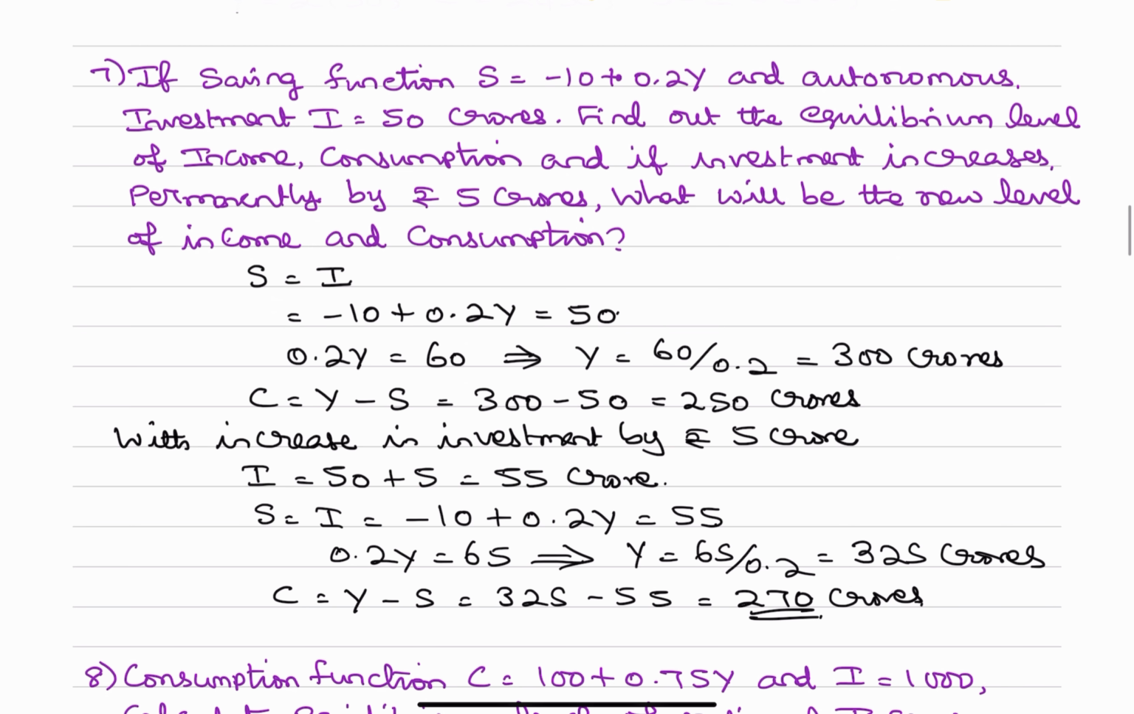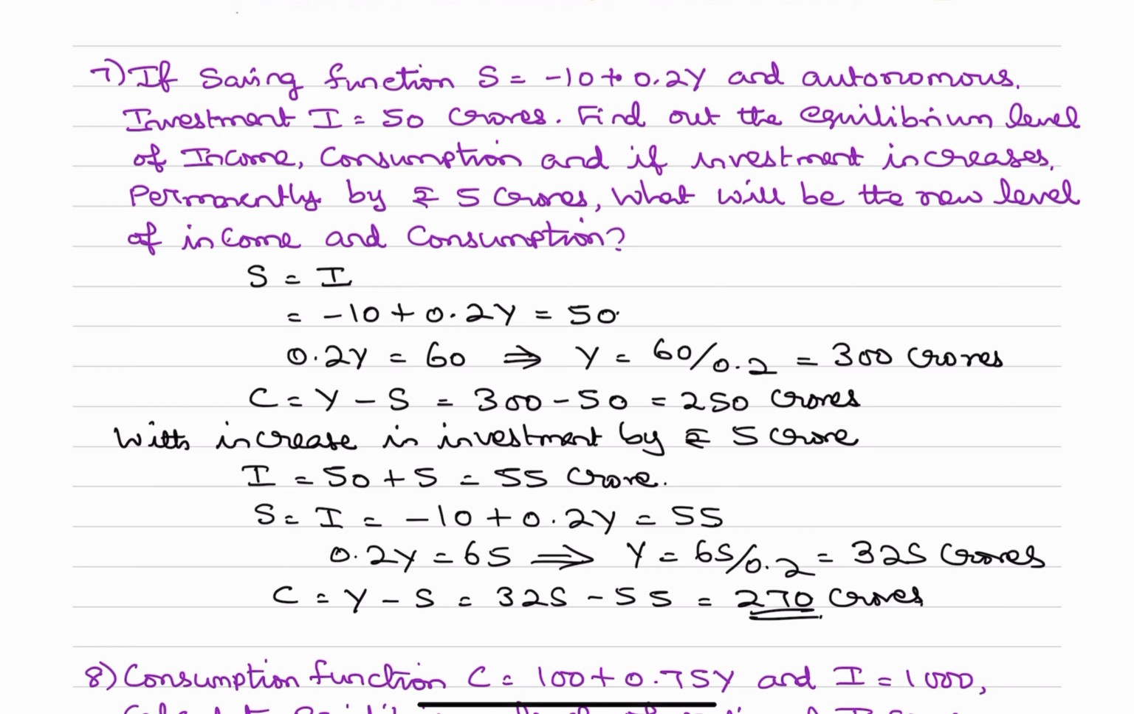Seventh one. If saving function S is equal to minus 10 plus 0.2y and autonomous investment I is equal to 50 crores, find out the equilibrium level of income, consumption, and if investment increases permanently by rupees 5 crores, what will be the new level of income and consumption?